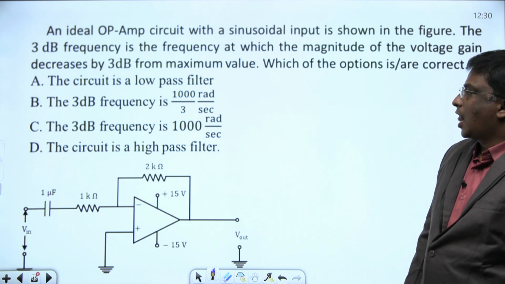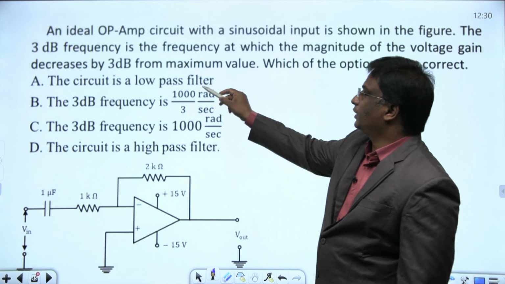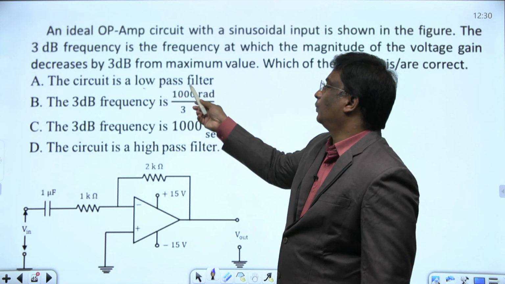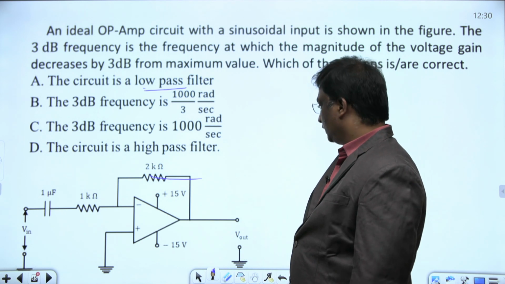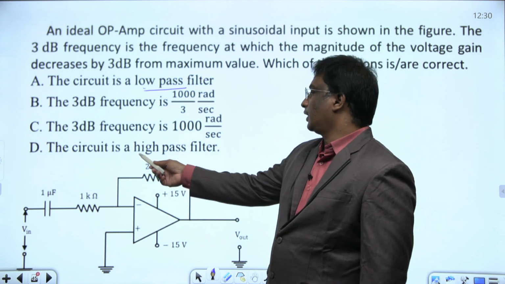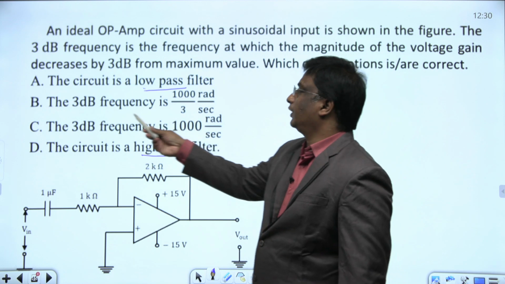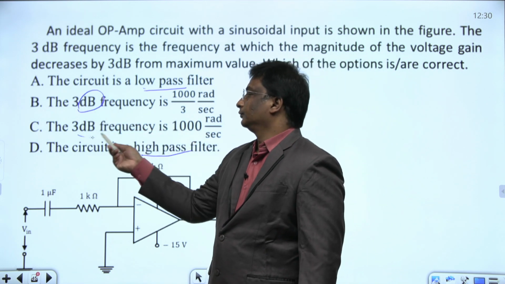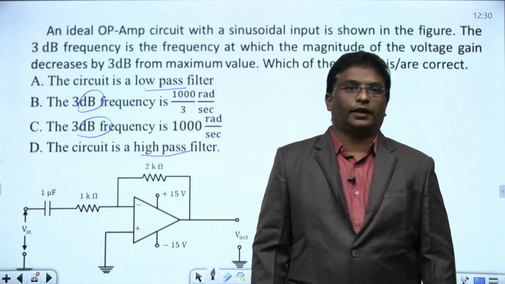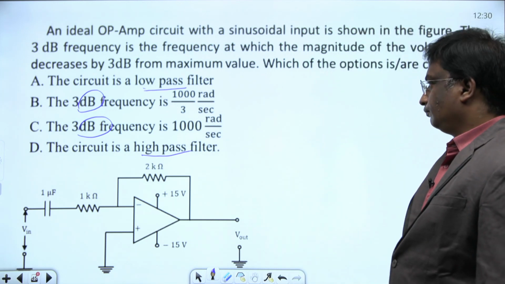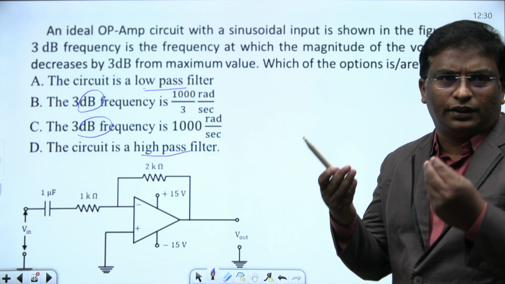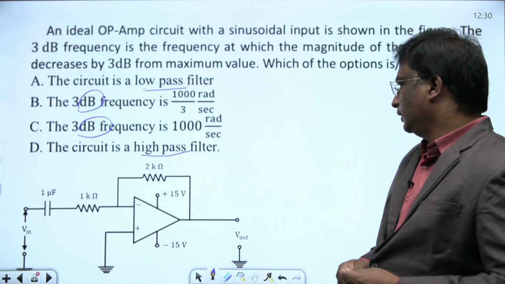First, they are asking whether the circuit is acting as a low pass filter or a high pass filter. Another thing they are asking is the 3 dB frequency. So, low pass or high pass, and the 3 dB frequency. Okay, right. Simple question. Very easy question.